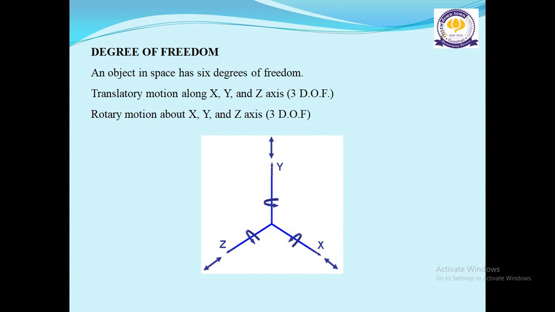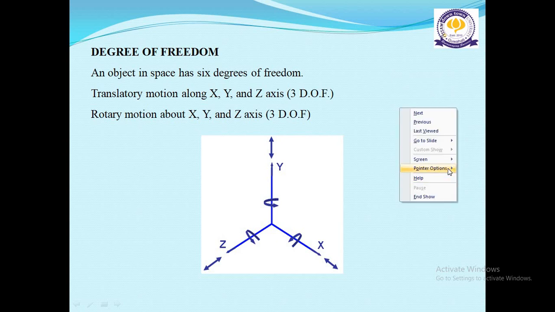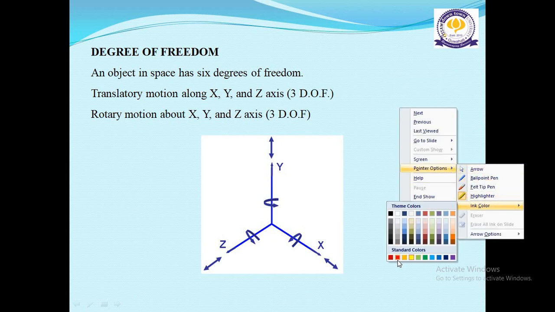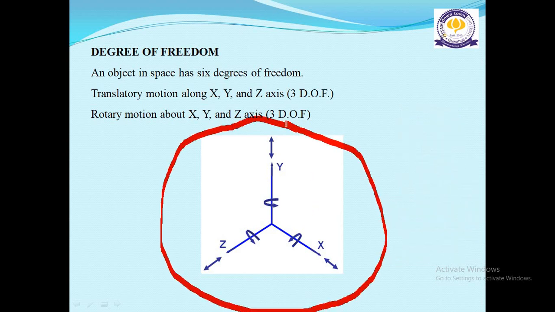Here you can see these 3 axes, that is the x-axis, y-axis and z-axis. Translatory motion along x, y and z-axis, that is 3 degrees of freedom, and rotary motion along x, y and z-axis, that is 3 degrees of freedom. So total we are having 6 degrees of freedom.